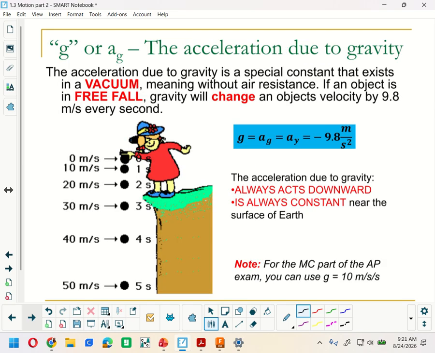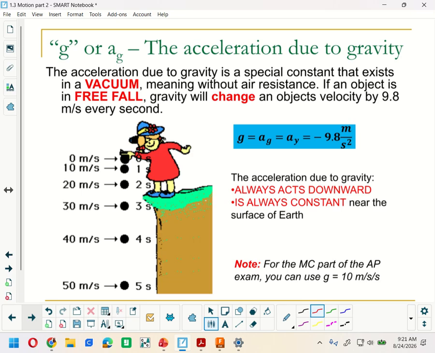G, or a of g, acceleration due to gravity. Acceleration due to gravity is a constant that exists in a vacuum, meaning without air resistance. If an object is in free fall, gravity will change its velocity by 9.8 meters per second per second. So that means my acceleration is going to be going down 9.8 meters per second squared.